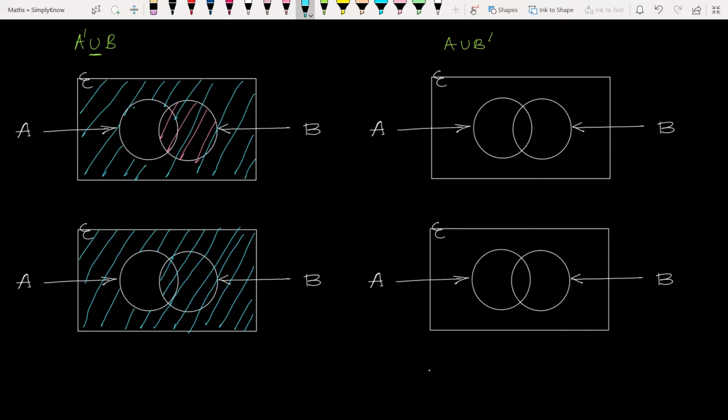What about this region? Here we have A union B complement. So again, let's do a little scrap work. So first of all, I'm going to shade everything in A. Then I'm going to shade B complement. B complement means opposite of B. That means I need to shade everything outside B. So this is my B. So everything outside B.